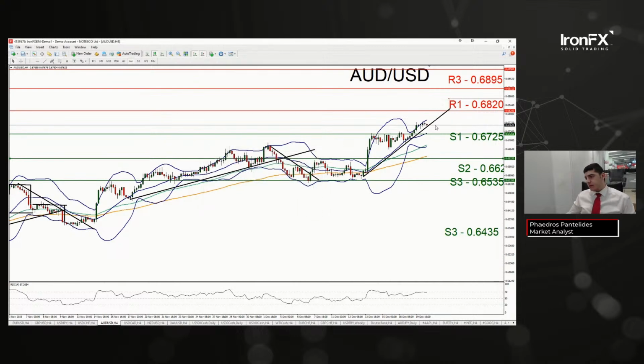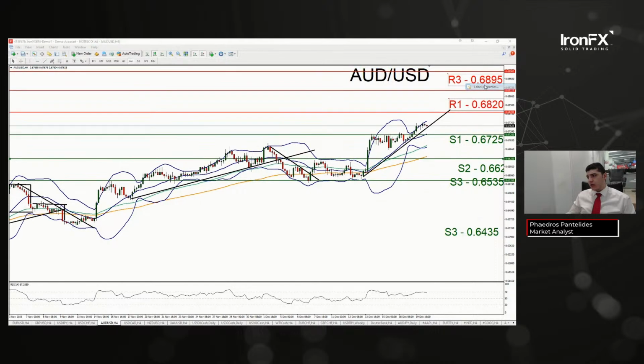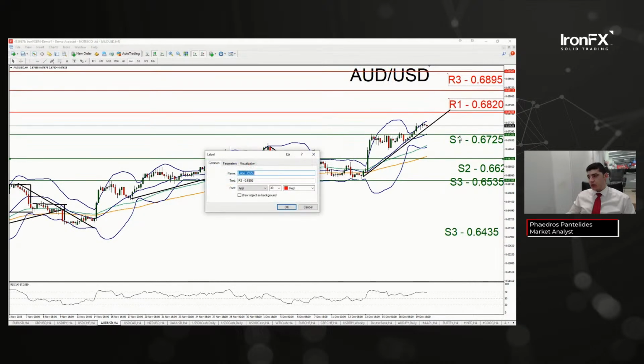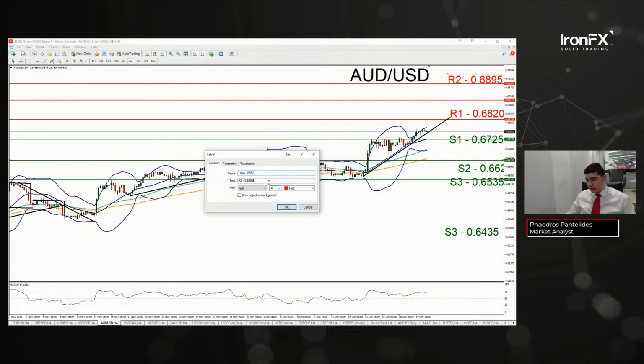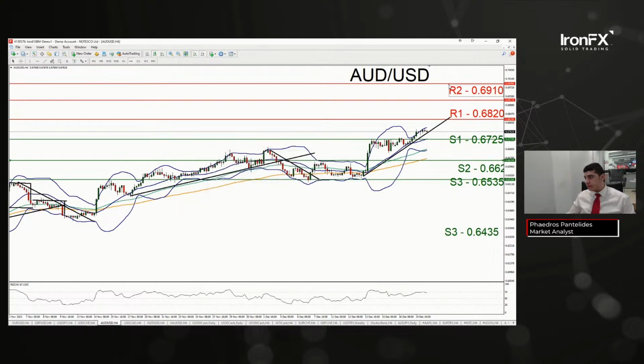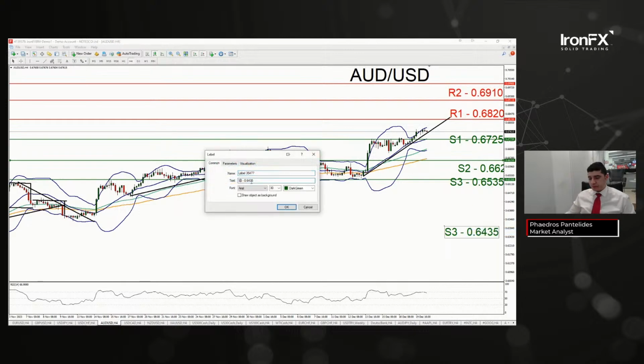For a sideways bias, simply breaking below our upwards moving trend line, as I said before, could be a market correction. So it would have to fail to break below S1. So breaking below and going for S1, failing to break below and failing to break above R1 could constitute a valid sideways bias for the pair. And then for R2, 0.6910. R3, 0.6990.